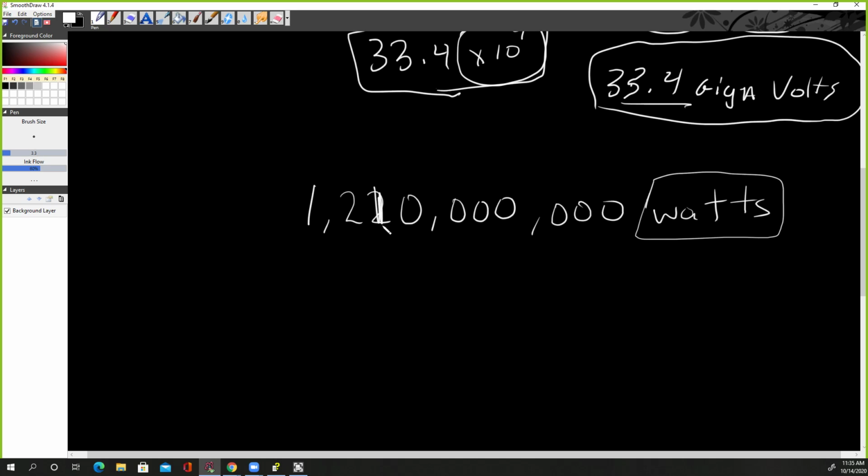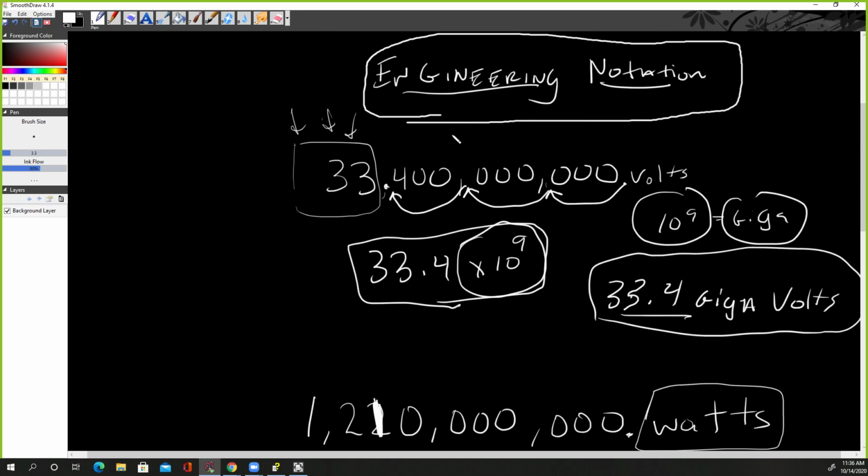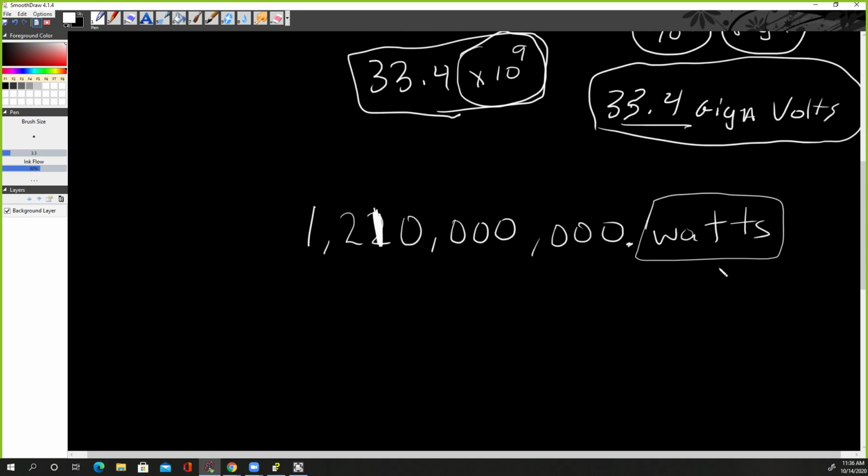So let's put a 1 here. How about that? Maybe I was wrong. 1,021,000,000 watts of power. So let's convert this. Let's find the decimal place. We can remember, we're doing engineering notation now, not scientific notation. So we're going to move by threes only. So we move 3, another 3. I still got 4 digits here.